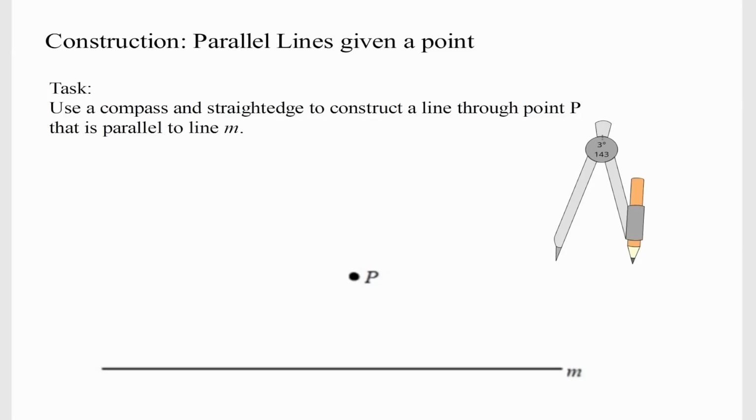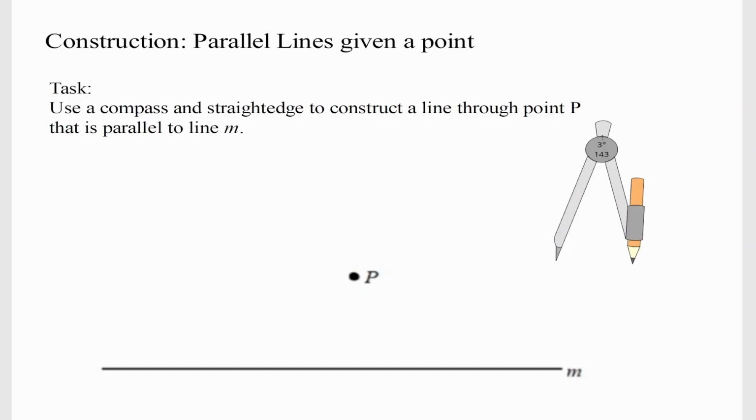Welcome. In this video, we're going to talk about how we can construct parallel lines given a point. So let's take a look at this scenario here. Here we have a point P and a line M, and our objective is to use our compass to construct a parallel line to line M that passes through point P. There are a couple of steps that we have to do.